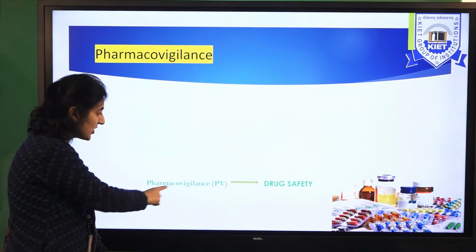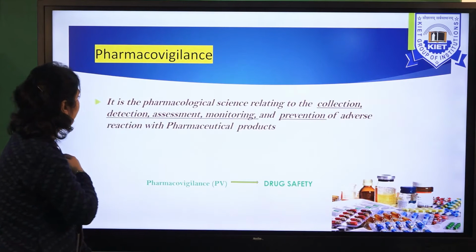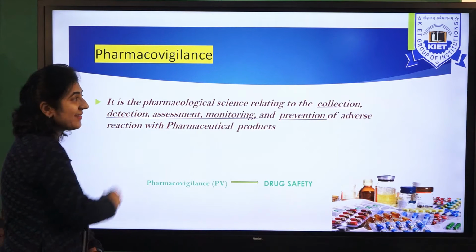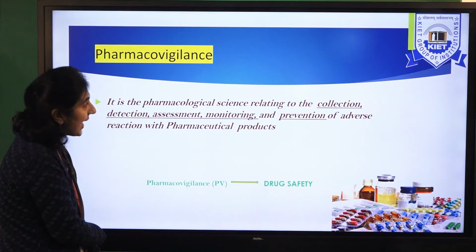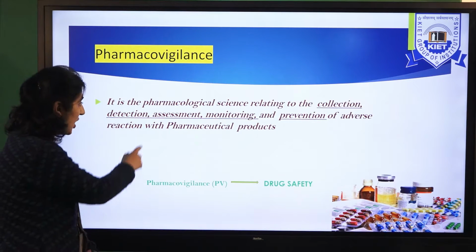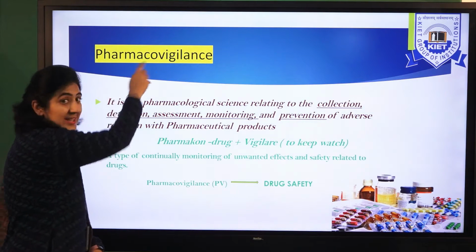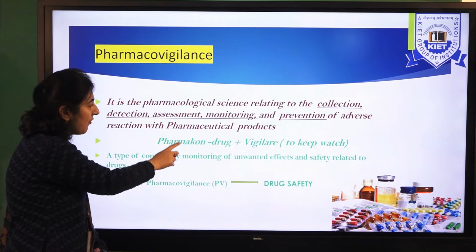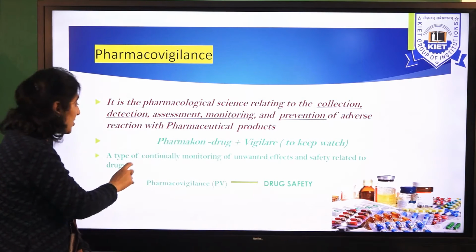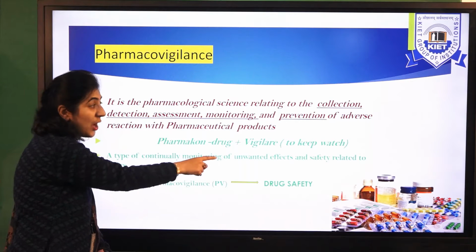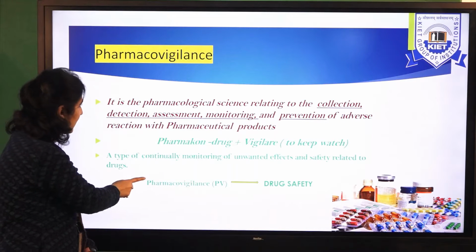Now, what is pharmacovigilance? Pharmacovigilance is actually ensuring drug safety. It is a pharmacological science relating to the collection, detection, assessment, monitoring and prevention of adverse reactions with pharmaceutical products. If we break pharmacovigilance into two words, pharmacon means drug and vigilare means to keep a watch. So it's a type of continuous monitoring of unwanted effects and safety related to the drugs.